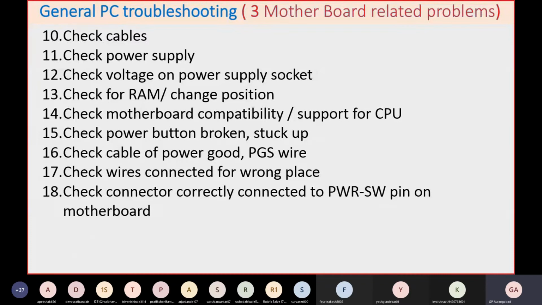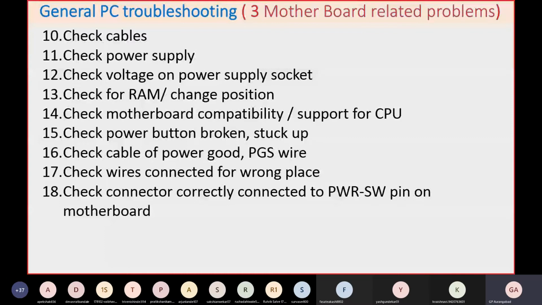As I said, we are not going into details. We are just going through how a layman can understand what the probable problems in a PC are and how to rectify them. So these are the 18 problems, as I discussed, on the motherboard. Let's go to the next, that is the fourth part.